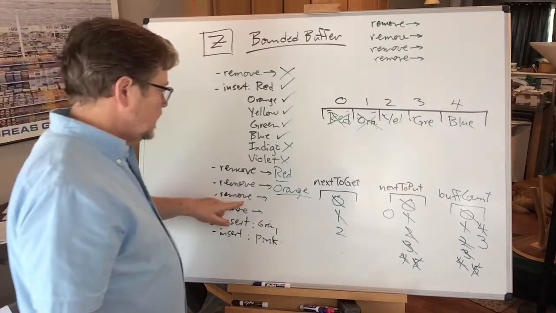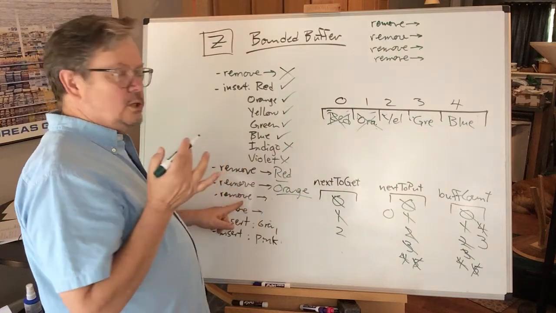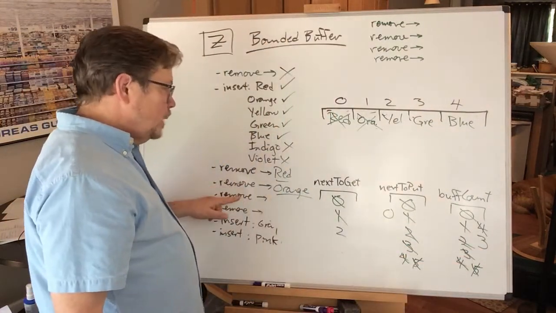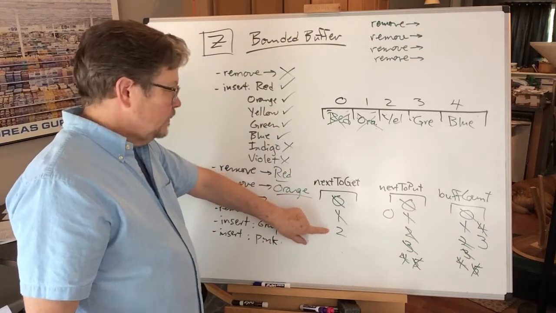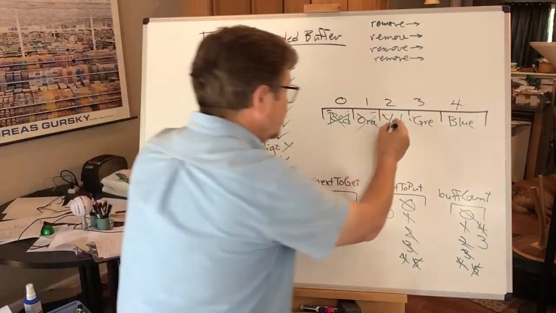Do a remove again. Let me see if I can get this one right the first time through. Can we successfully do a remove? Yes, the buff count is more than 0. Where do we get what we're going to remove? From the next to get index indicator. It says 2. You want to get yellow. Mental note. Let's get yellow.